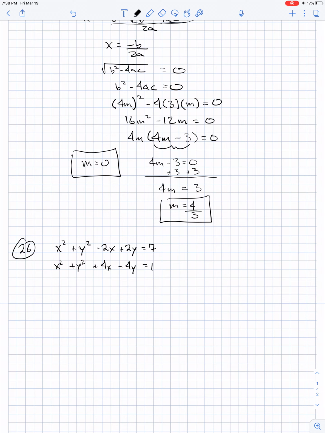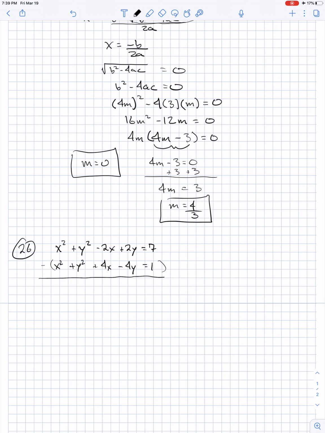Okay, what we have here is a system of equations, two equations and two unknowns, and we'd like to solve for x and y. In this particular case, I think I'm noticing that they both have that x squared plus y squared in it, and so I think the savviest thing to do here is to subtract the bottom equation from the top equation, and I'll show you why.